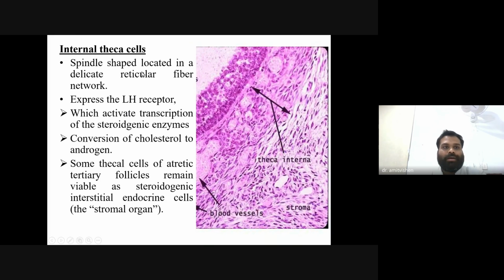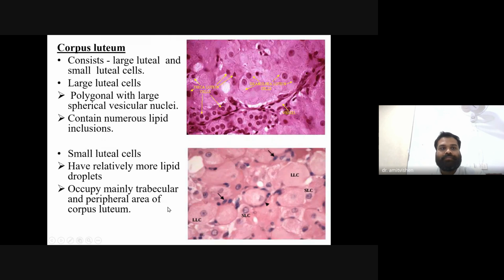And if I talk about the theca interna cells, these are spindle-shaped cells that are located in a delicate reticular fiber network, and they express the LH receptors also. You can see some blood vessels are present in this, and some thecal cells of atretic tertiary follicle remain viable as steroidogenic interstitial endocrine cells that are known as stromal organs.